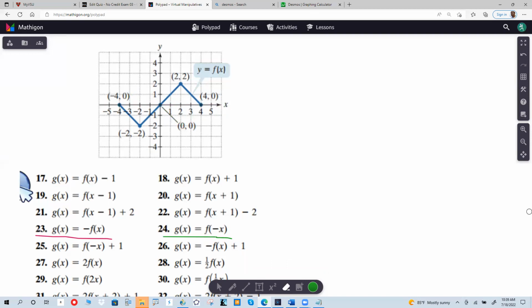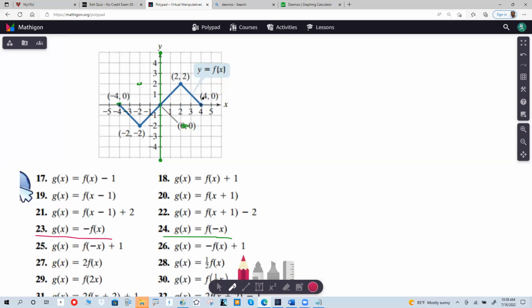Remember, guys, we said if you replace x inside the function with negative x, it's a reflection with regard to the y-axis. Let's highlight our y-axis. Pretend there's a mirror along the green line. This point will fall here. This point will fall here. This point will fall here. And this point will fall here.